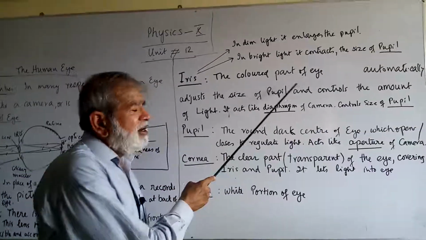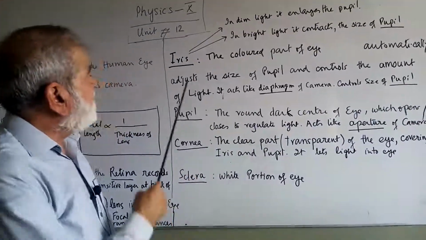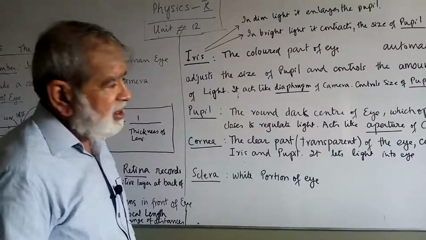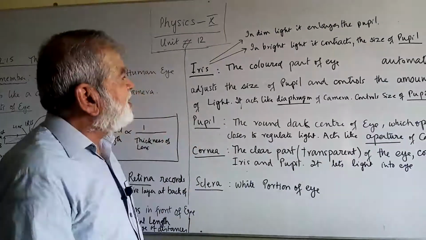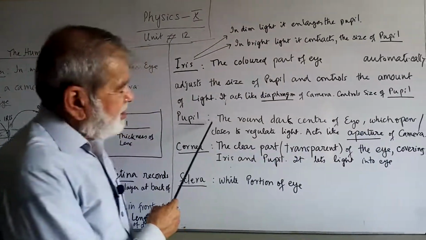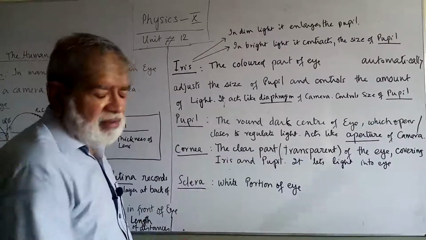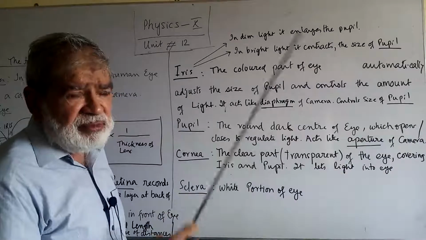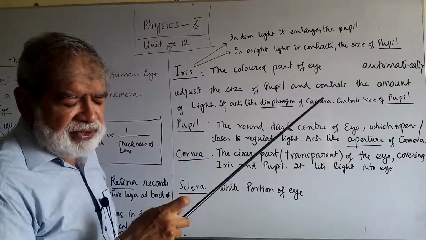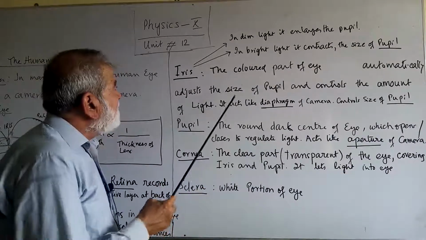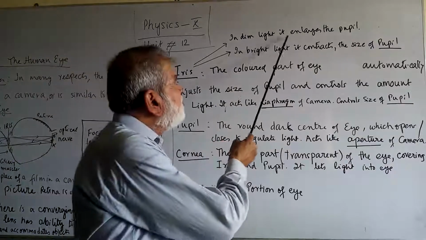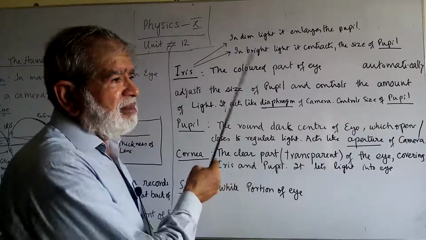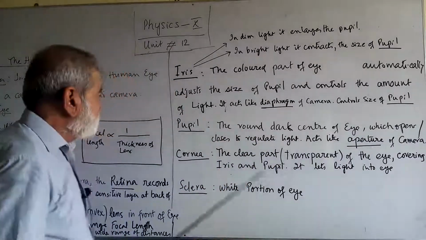The colored part of the eye automatically adjusts the size of the pupil and controls the amount of light. It acts like the diaphragm of the camera, and the iris controls the size of the pupil, size of pupil को बड़ा छोटा कर देता है वो. In dim light, it enlarges the pupil. In bright light, it contracts it.